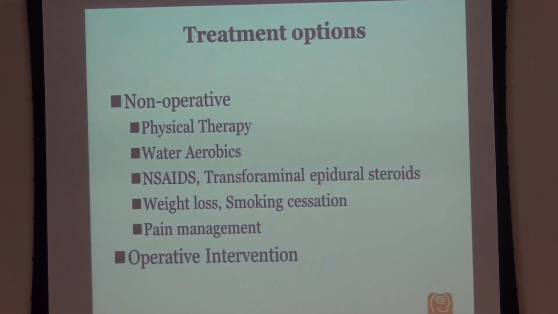Treatment options: clearly, non-operative treatment should be entertained first and more than anything else. Physical therapy, water aerobics, and I think transforaminal injection is a key component of this treatment because it targets the nerve root and the specific problems they're experiencing, so that we can find a solution. Again, weight loss, and all the other good things that we tell our patients to do in order to accomplish those goals.